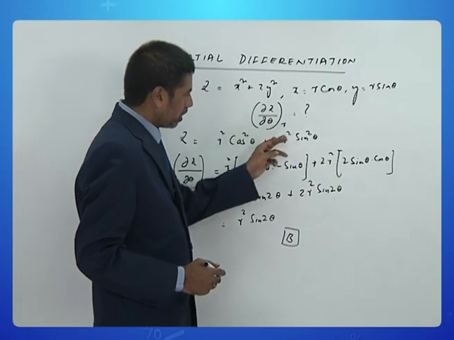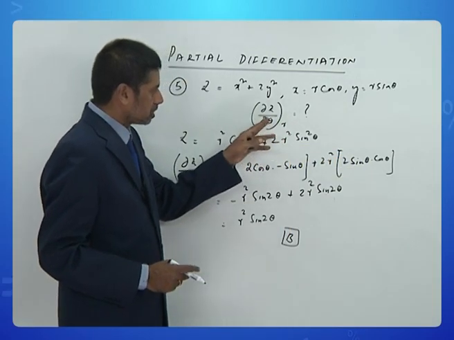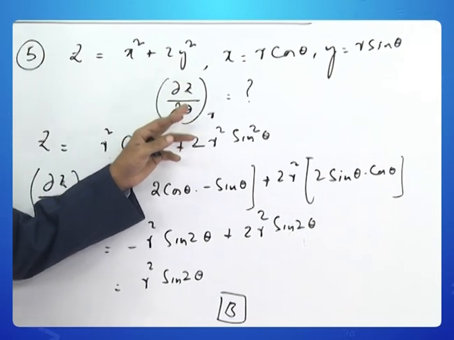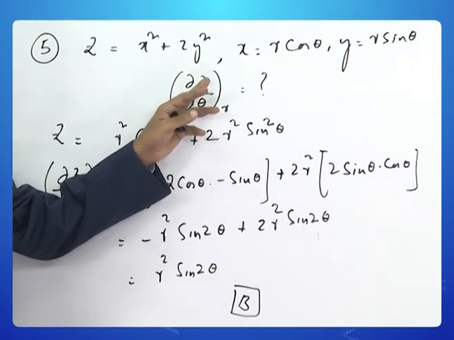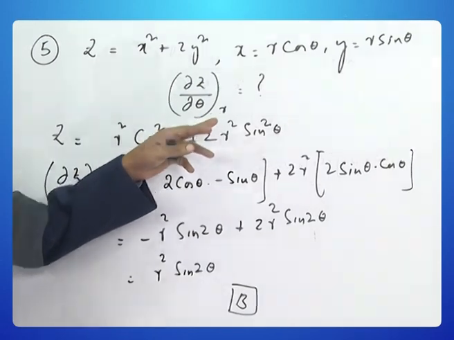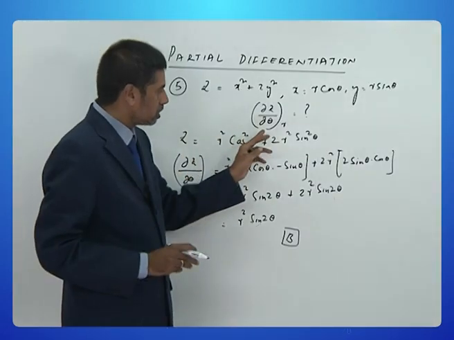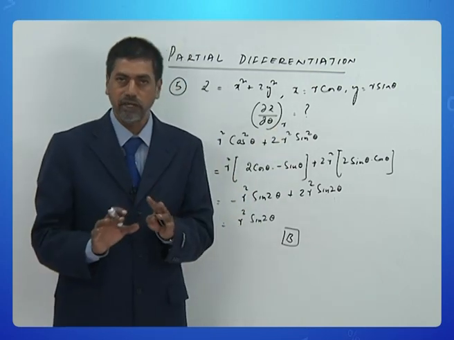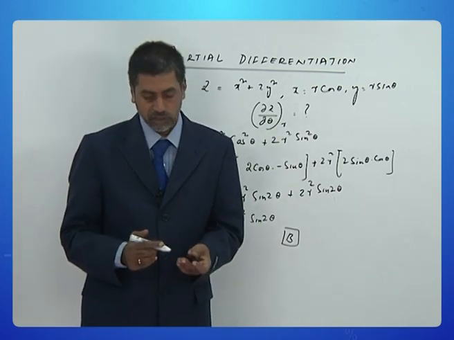There are varieties of questions which can be designed. For example, he could say dou z by dou r with theta as constant, or dou z by dou x with theta constant. So all that would mean is you observe what are the indicated variables and accordingly design z and then perform the differentiation. So let's go to the next question.